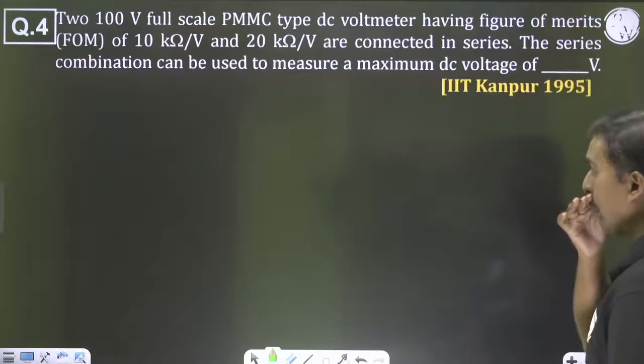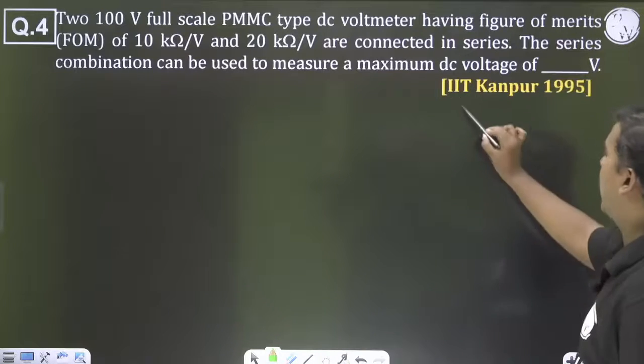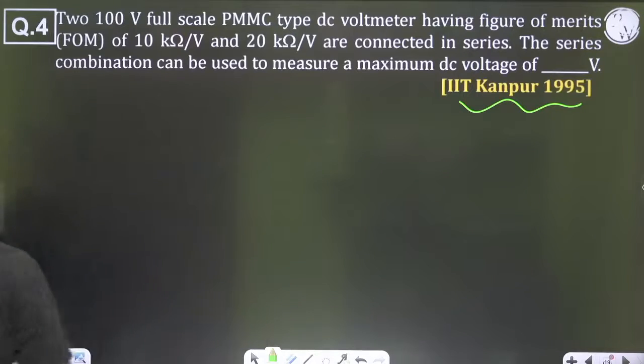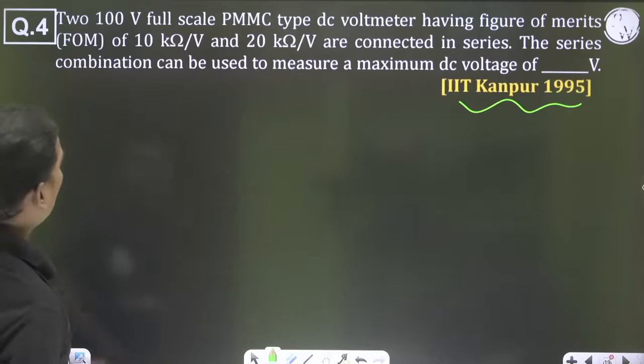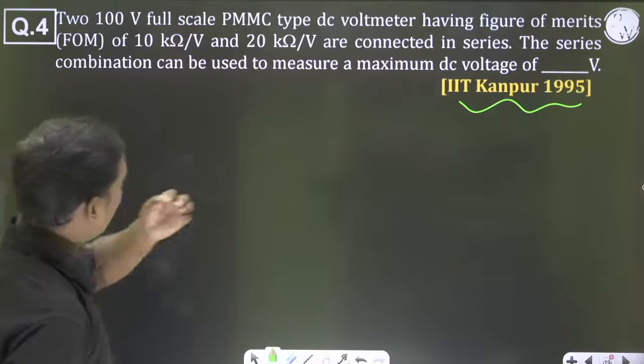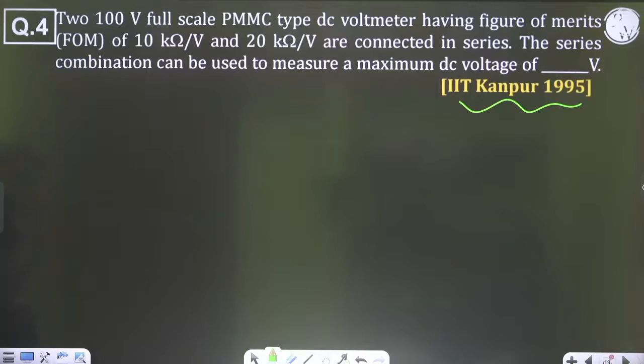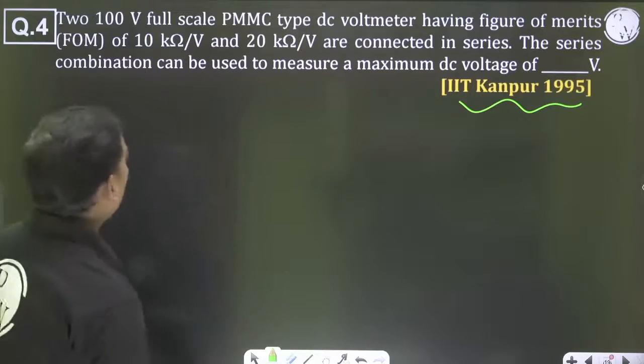This is question number 4, asked by IIT Kanpur in 1995. 200 volts full scale PMMC type DC voltmeters having figures of merit 10 kilo ohms per volt and 20 kilo ohms per volt are connected in series. The series combination can be used to measure a maximum DC voltage of dash volt. First of all, what do you mean by figure of merit?